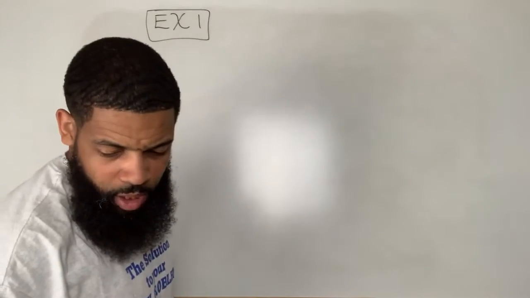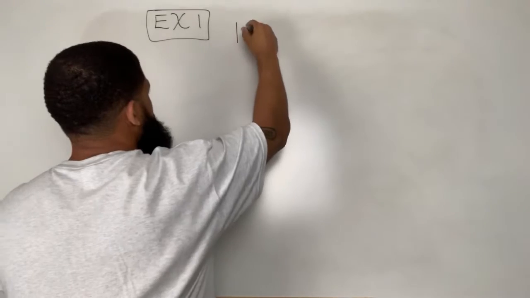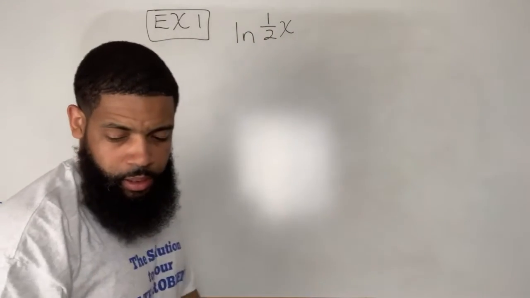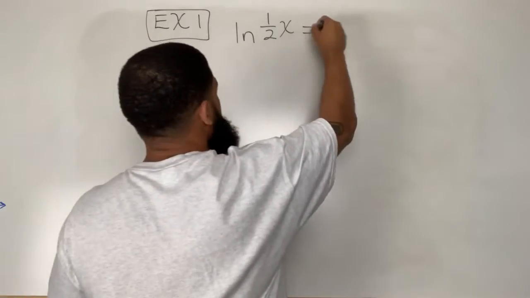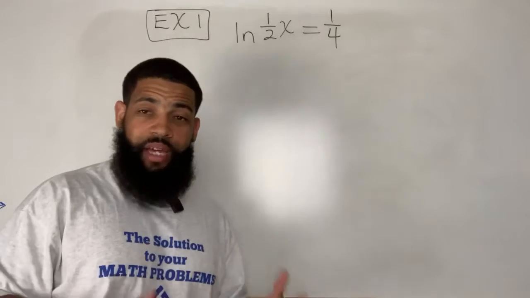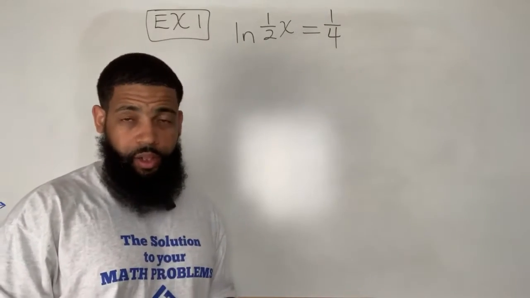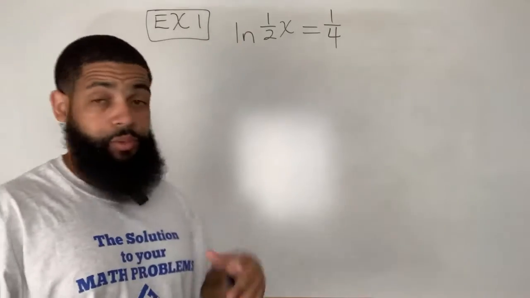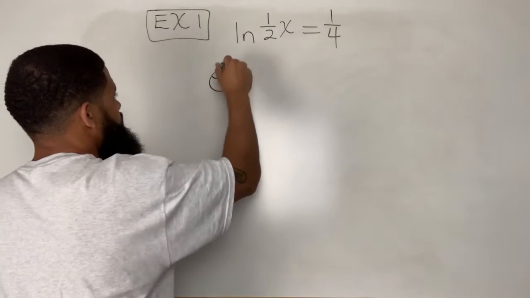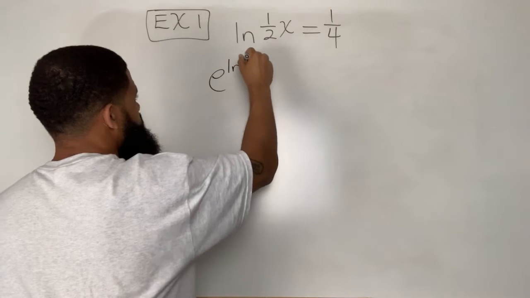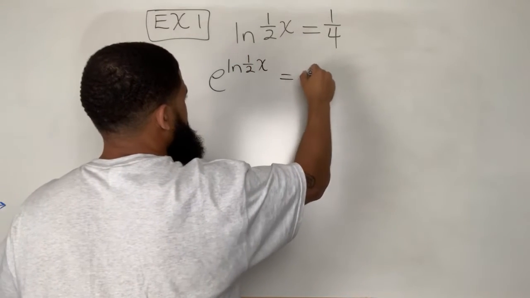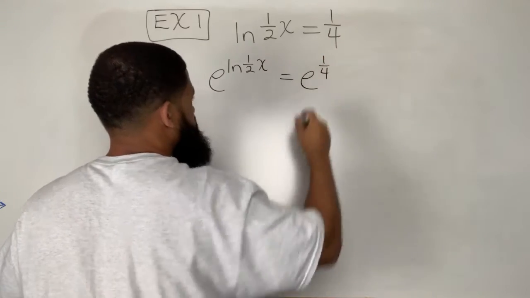Example 1 is if I have the natural log of 1/2 x equals 1/4. I need to figure out what is my value of x. In order to do that, I need to get rid of that natural log, and to do that, I need to raise it by the power of e. So e to the natural log of 1/2 x is equal to e to the 1/4 power.